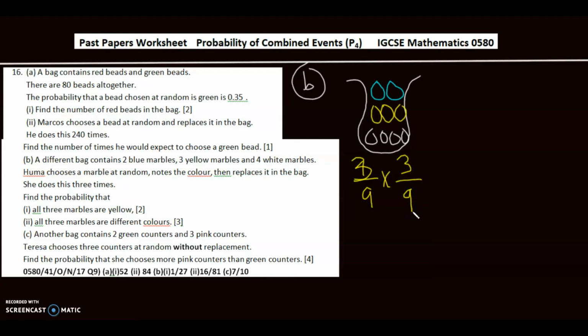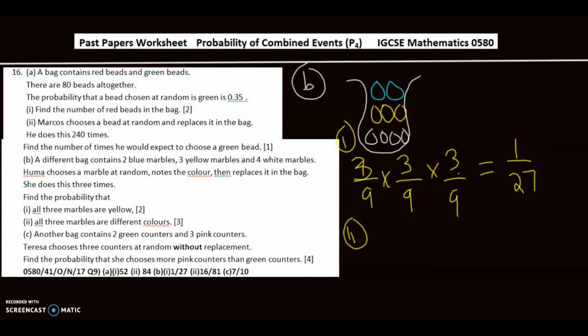Unlike in the previous questions where the question said without replacement, now this is with replacement. So the original count goes back. So the simplified answer should be 1 upon 27. Okay, this is part B, 1.